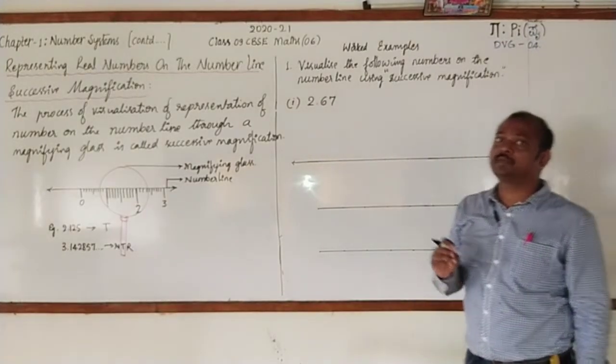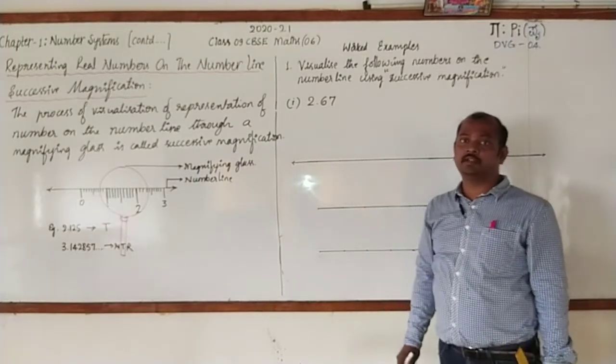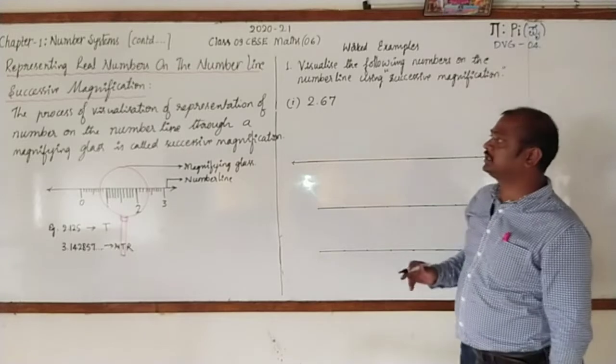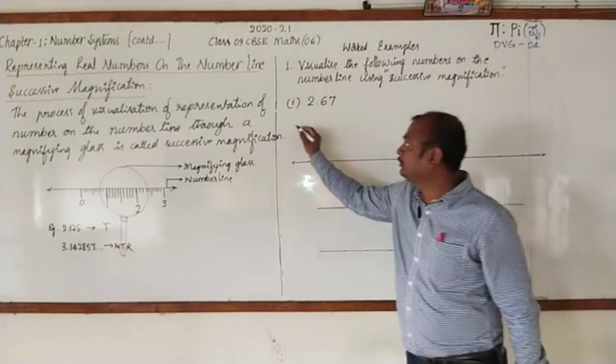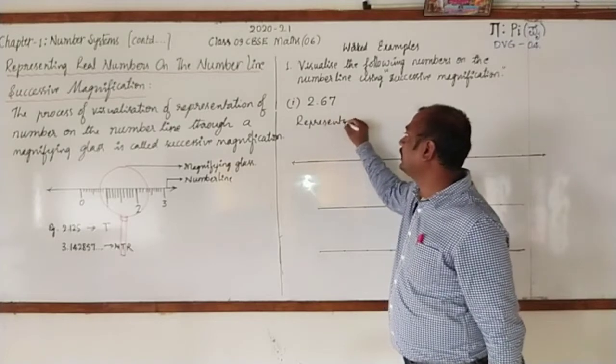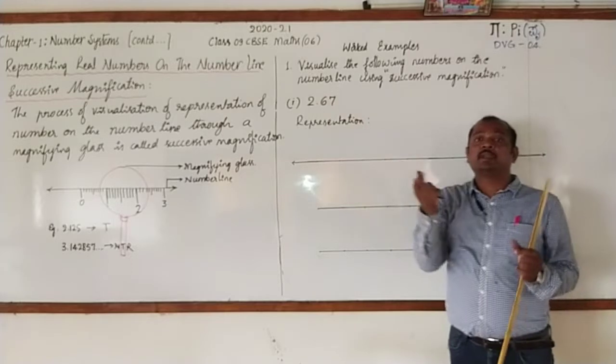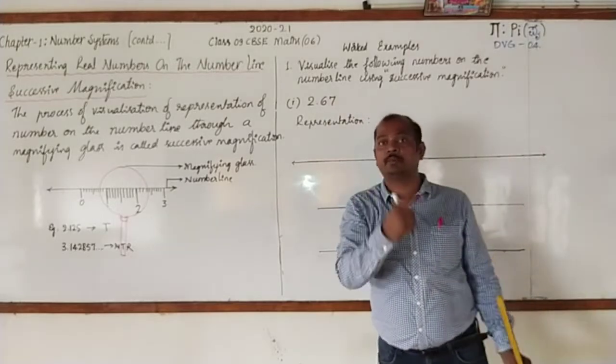2.67. What type of decimal expansion is it? Yes, you are right. It is terminating. Let us see how to represent it on the number line. Before that, during the representation, you have to identify which 2 whole numbers the given number lies between.